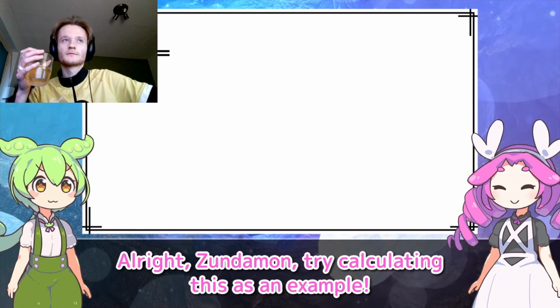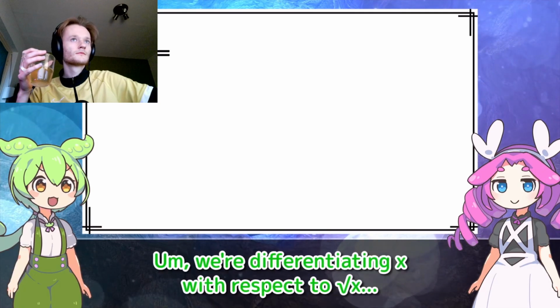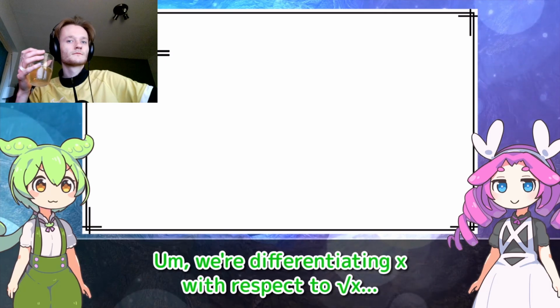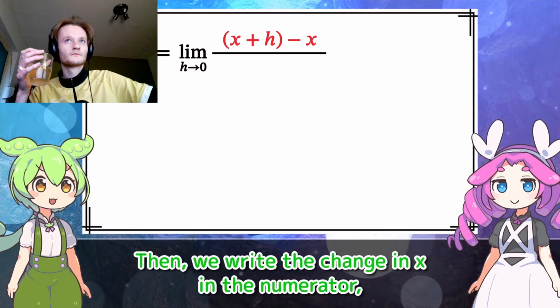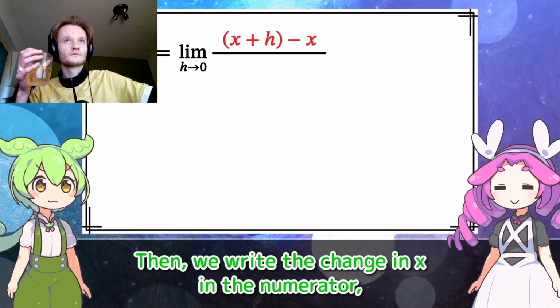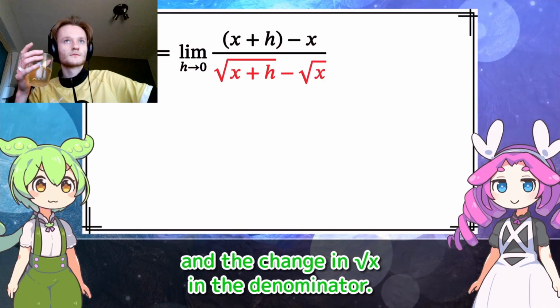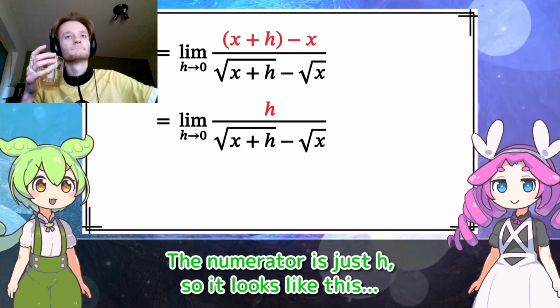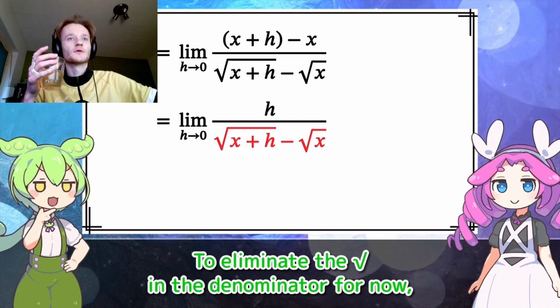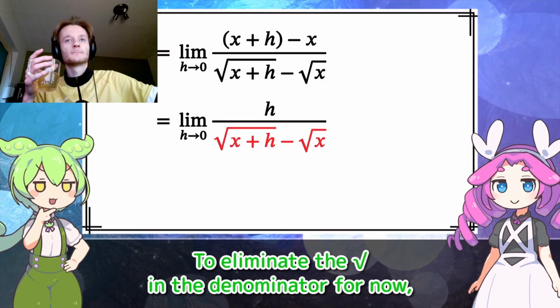Alright, Zundamon, try calculating this as an example. I'll do it. We're differentiating x with respect to the square root of x. Well, first, let's represent it using the limit according to the definition. Then, we write the change in x in the numerator, and the change in the square root of x in the denominator. And then the numerator is just h, so it looks like this. You square top and bottom to eliminate the square root in the denominator, which now is 0.